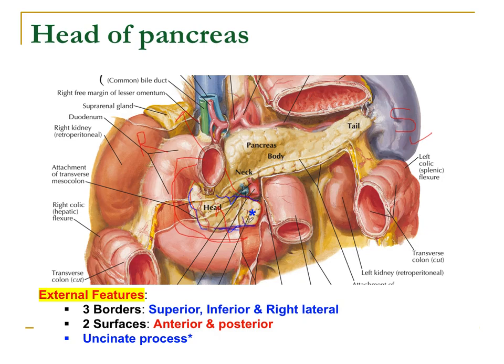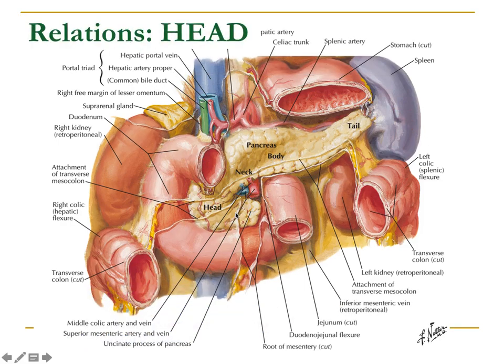And this head contains one very important structure. That structure is called the uncinate process. This elongated part we call the uncinate process of the head of the pancreas.